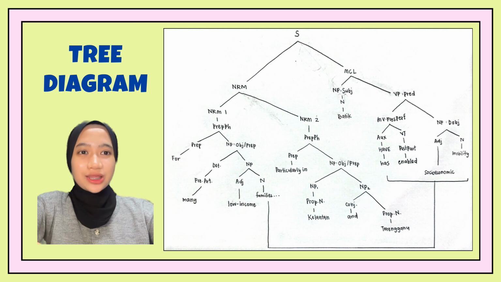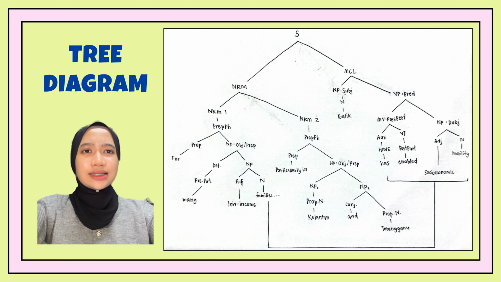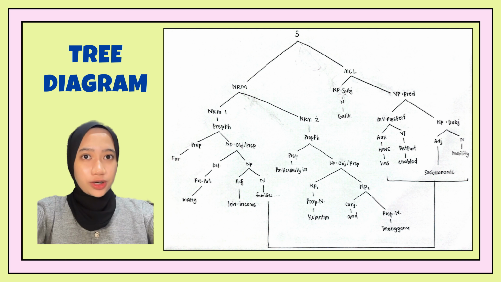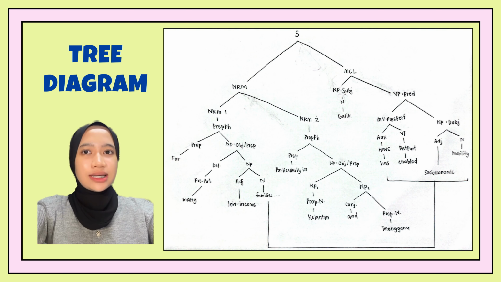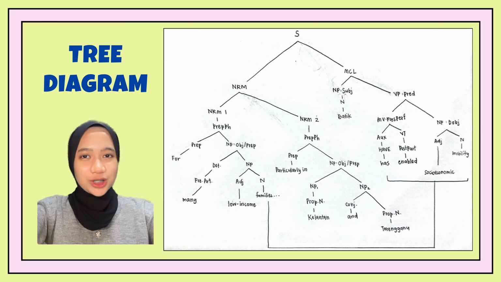Now, I will explain the tree diagram step by step. At the top of the tree diagram, we have S, which stands for sentence. This represents the entire sentence as one complete syntactic unit. Moving on, the sentence is then divided into two main parts. On the left, we have NRM, which stands for non-restrictive modifiers. On the right, we have MCL, which stands for main clause. This division shows that the non-restrictive modifiers provide additional information, while the main clause carries the core meaning of the sentence.